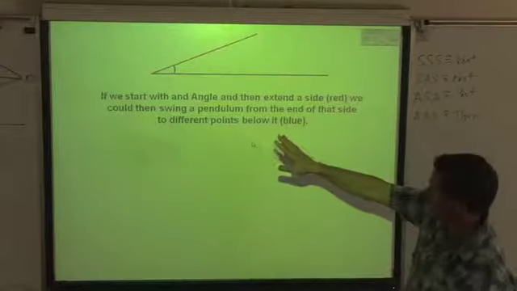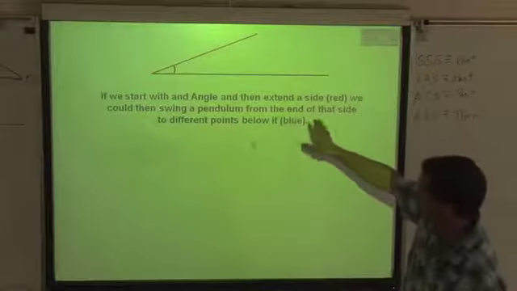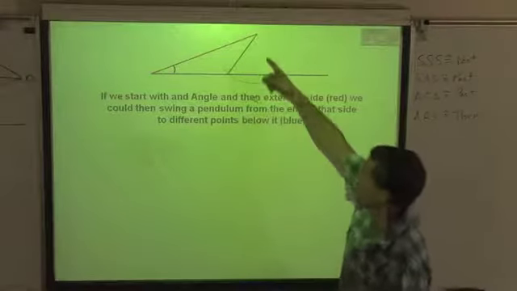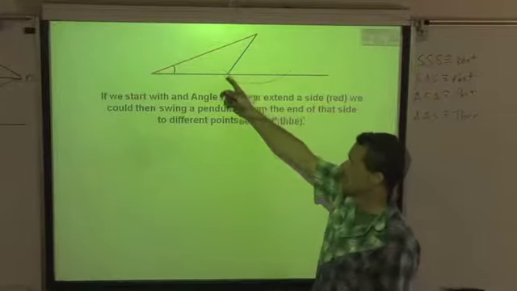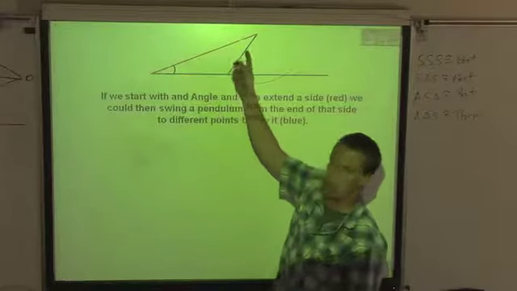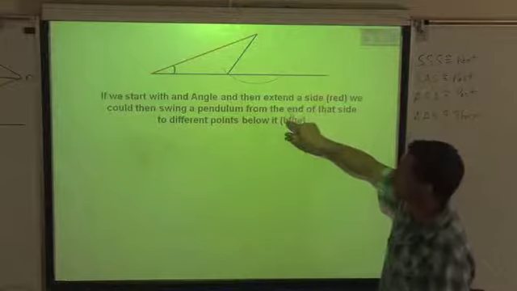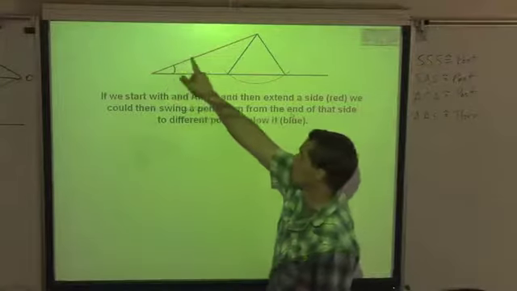So I'm going to start with an angle and extend the side red, and then we could swing a pendulum to see where we can hit the black. For example, I could draw this blue line right here, and I could have an angle red blue, but if I swing this pendulum over here, I could still go angle red blue.